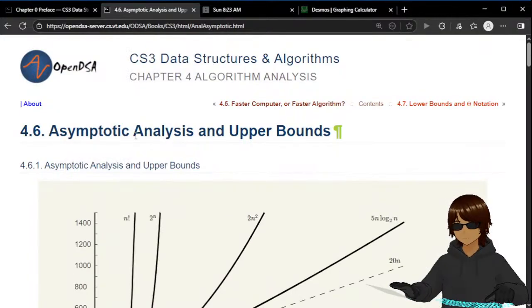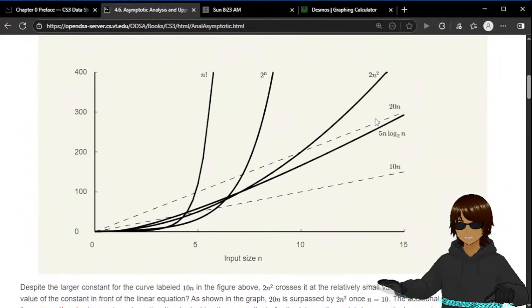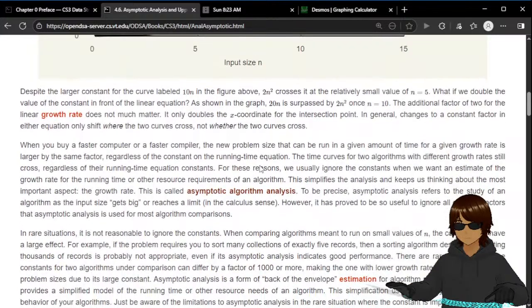This is asymptotic analysis. Despite the larger constant for the curve labeled 10n in the figure above, 2n squared crosses it at a relatively small value of n equal to 5. What if we double the value of the constant in front of the linear equation? As shown in the graph, 20n is surpassed by 2n squared once n is equal to 10. The additional factor of 2 for the linear growth rate does not much matter. It only doubles the x-coordinate for the intersection point.